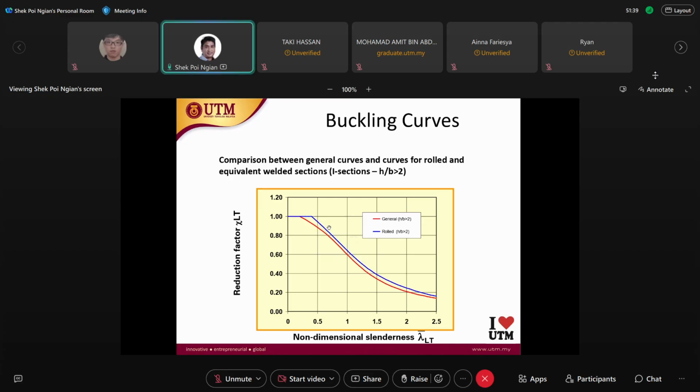But both are acceptable. Both are accepted in this EC3. Both can be used. Okay? Both are safe to be used to check the buckling moment resistance.